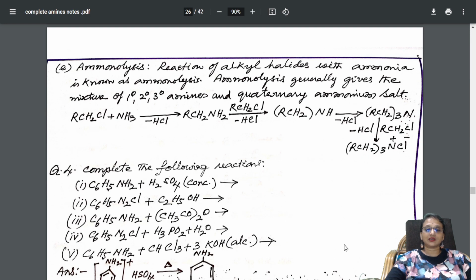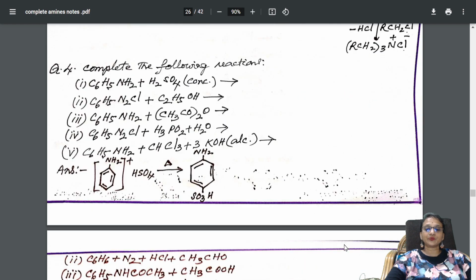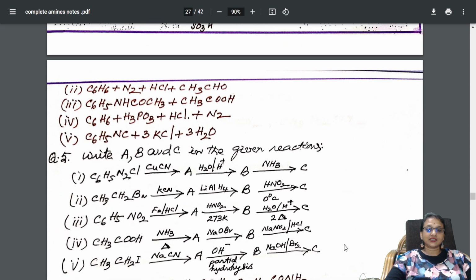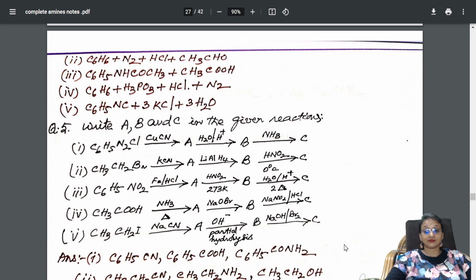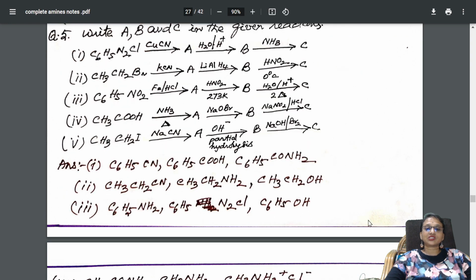Now check. Aminolysis is over. After that, complete the following reactions. Done. So 5 reactions, 5 marks are given to you, and all the reaction products are also mentioned here. Next, I took you into identify A, B, C. This is a very important question for your boards. Seeing the reagent on top of the arrow, you'll be predicting the products. That is also mentioned here.